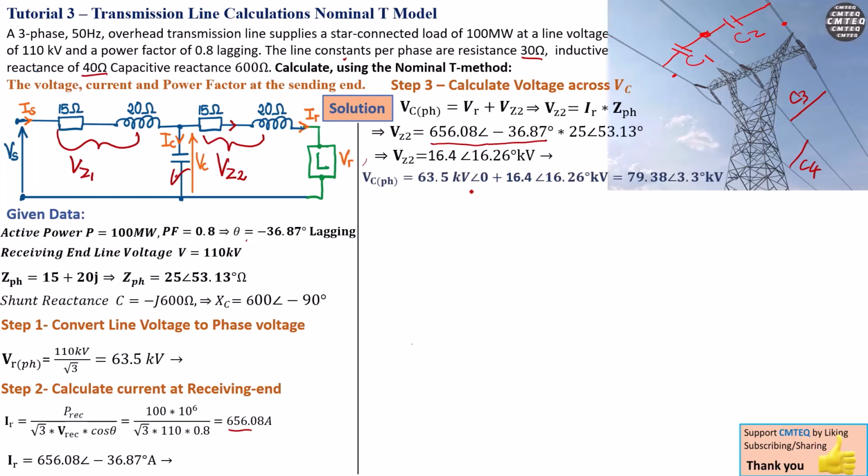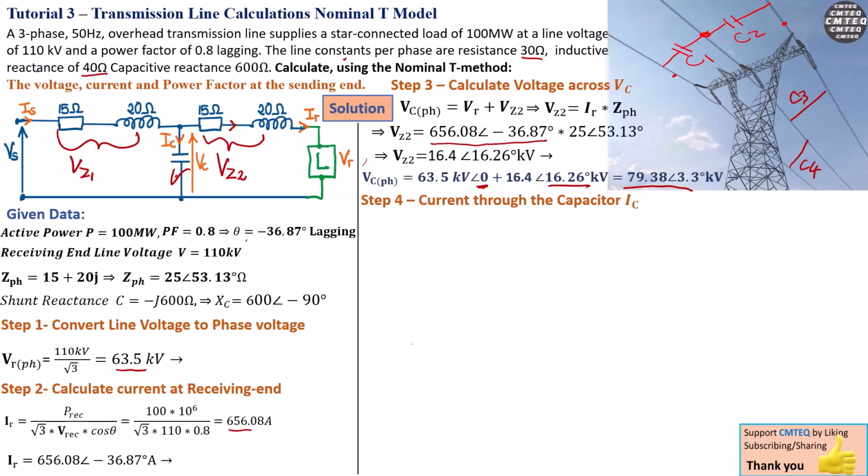We continue. VC per phase is then the combination of this small voltage drop plus the receiving voltage per phase, which is 63.5 kilovolt. Obviously, the angle is 0 degrees, and this one, the angle is 16.26 degrees. So we find VC per phase equal to 79.38 with an angle of 3.3 degrees kilovolt. Now we move on to step 4.